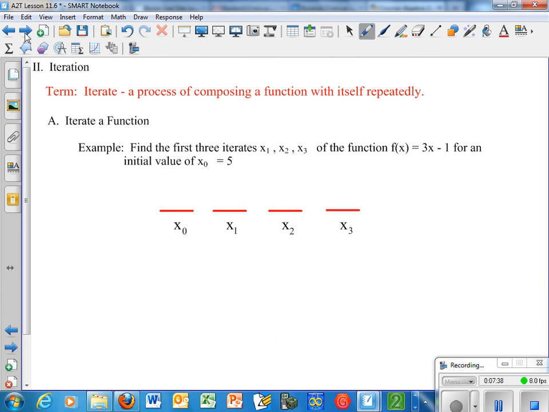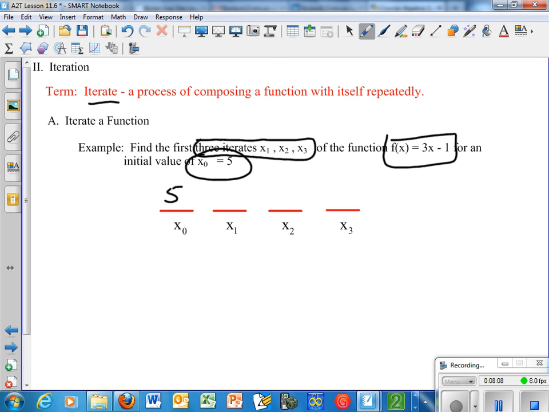Alright, then we're going to talk about iteration. And to iterate is a process of composing a function with itself repeatedly. Find the first 3 iterates, which are x1, x2, and x3. So the first iterate is x1, second one is x2, third one is x3, given a function. They will always give you a function, and they'll give you x0. So x0 is 5.